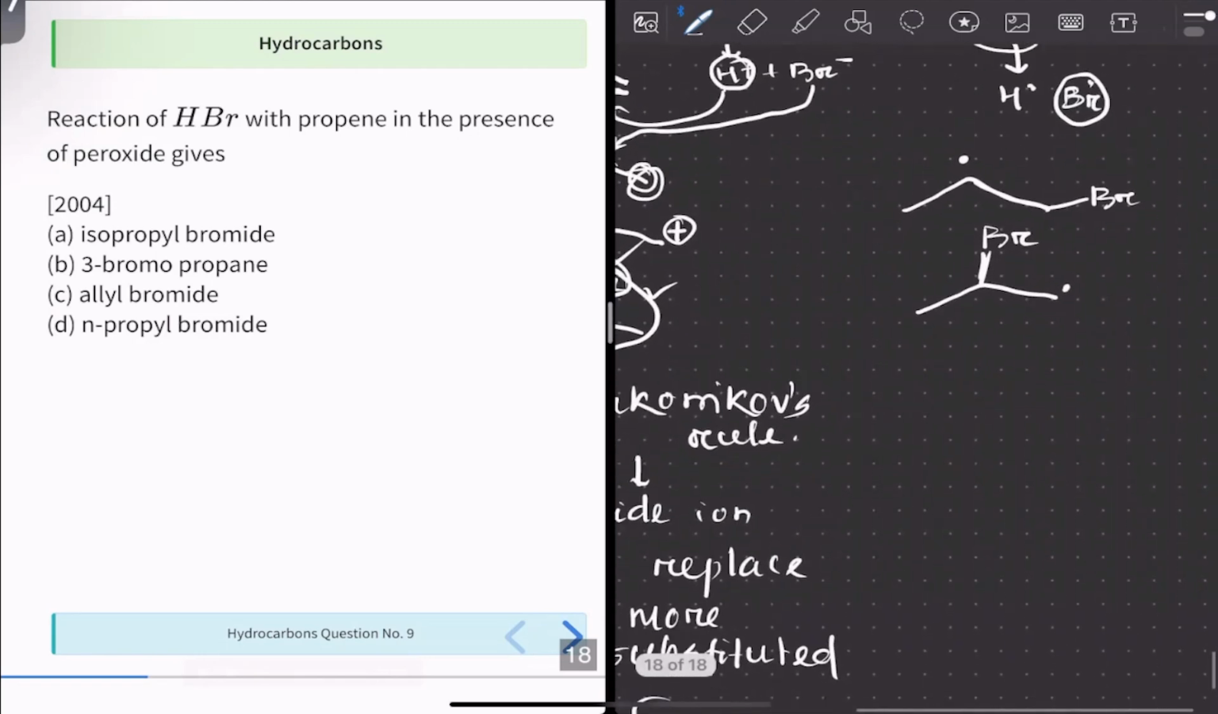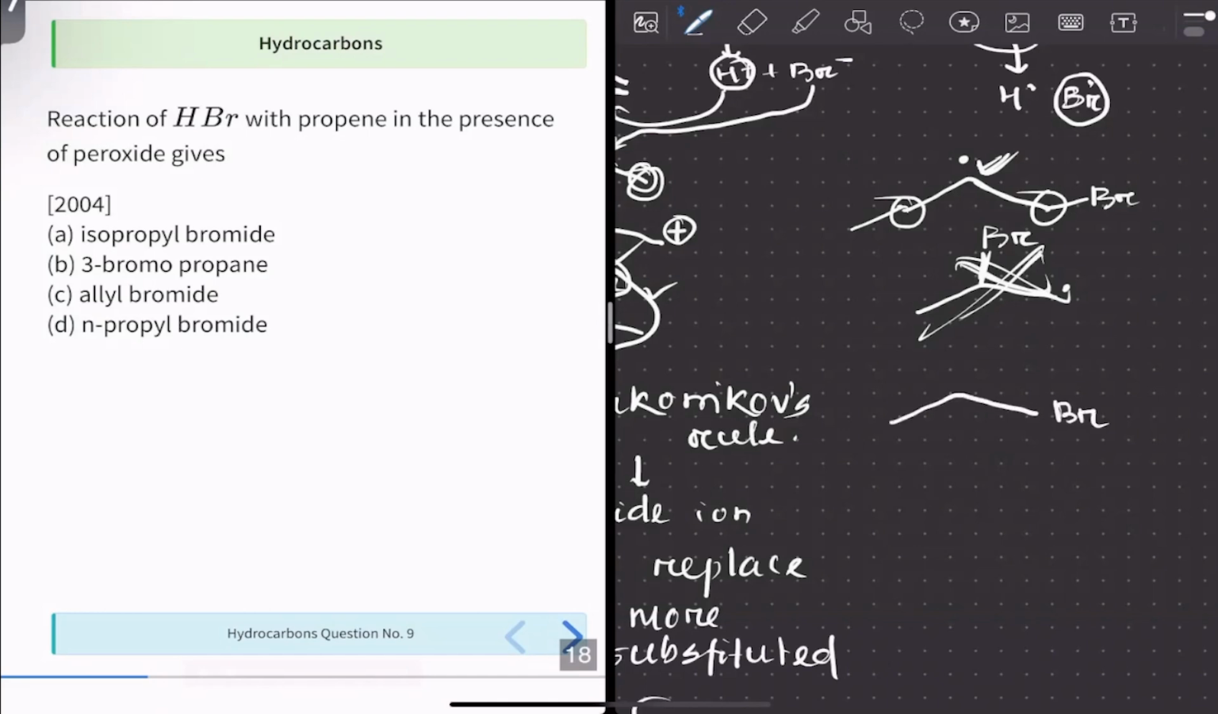So which free radical has more stability? This free radical, because it has two alkyl groups from both sides to support. So this will be a minor product. We will neglect it. This is the major free radical. Here, the hydrogen free radical will attack.